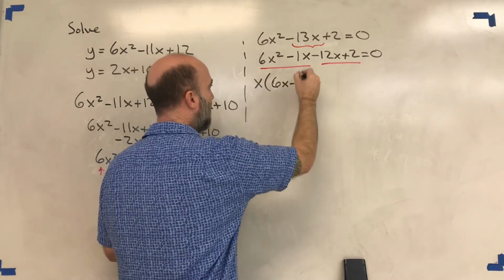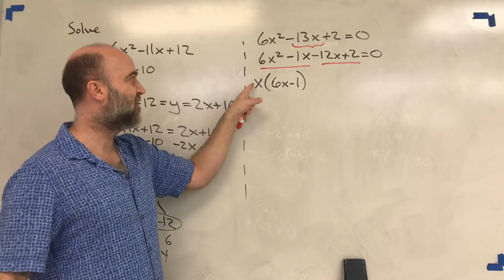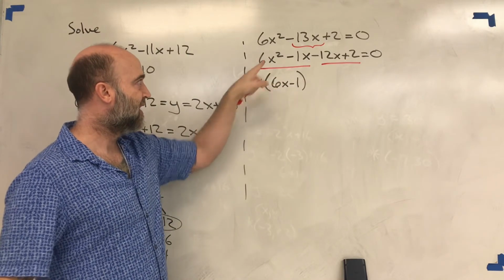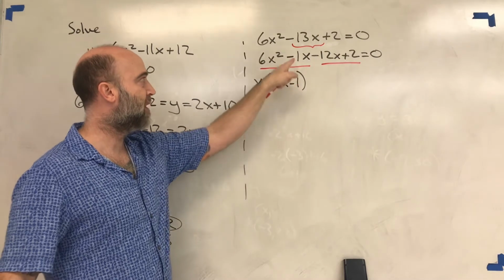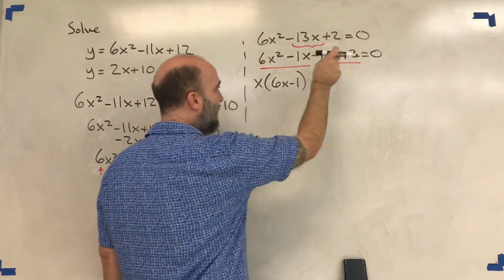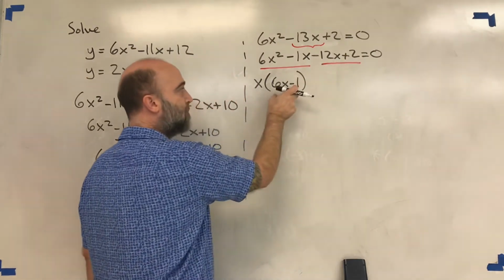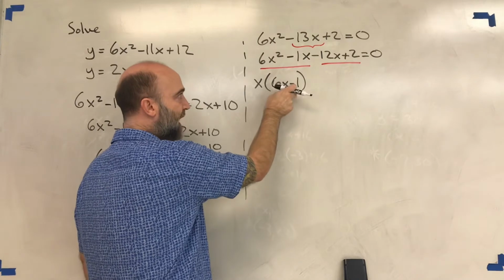6x minus 1 is what's left. I like to just distribute to make sure. It's really easy just to check your work. X times 6x is 6x squared, x times negative 1 is negative 1x. I do the same thing over here, but the trick is to make sure you pick a number so this part matches. So you just got to look ahead a little bit.